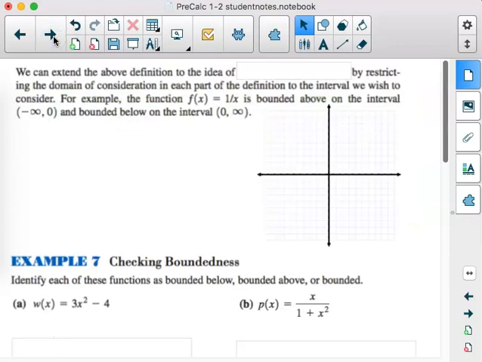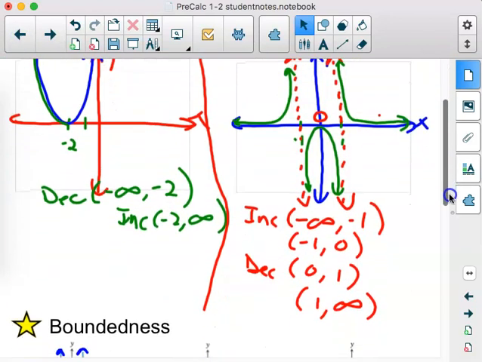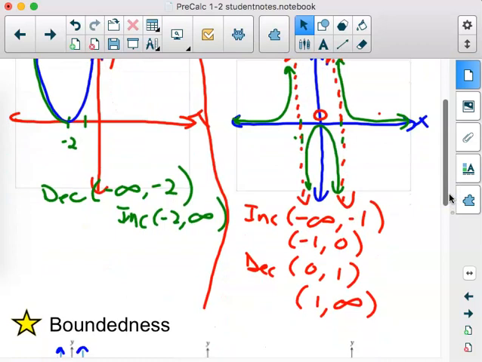So now, like it says, we can extend the above definition to the idea of, what about just this portion of the graph? Not the whole thing, but let's just look at a piece of this graph. Is it bounded on a certain x interval? In the graph that we just had, this would be bounded above from the interval of -1 to 1. That little portion of the graph, not going to go above that, ever.